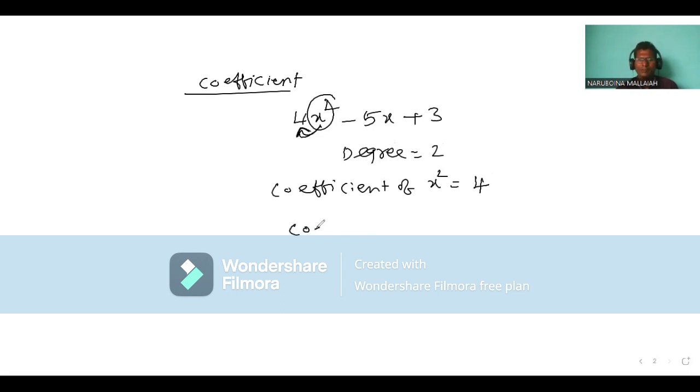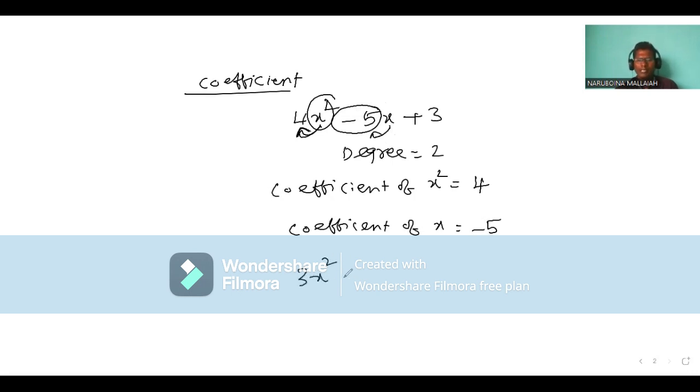If I ask you the coefficient of x, what do I have before x? Minus 5. With the sign we have to say. So before x we have minus 5. So the coefficient of x is minus 5.